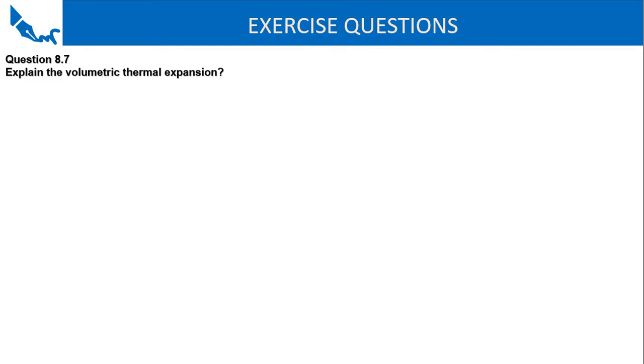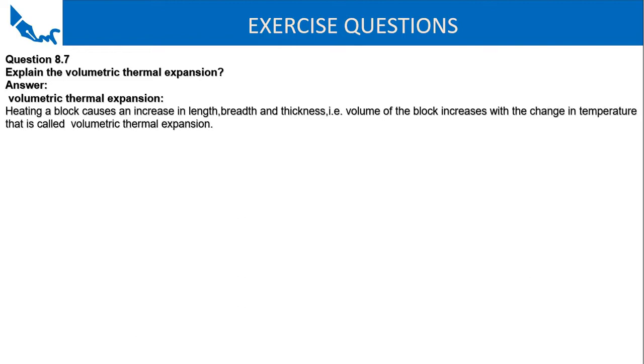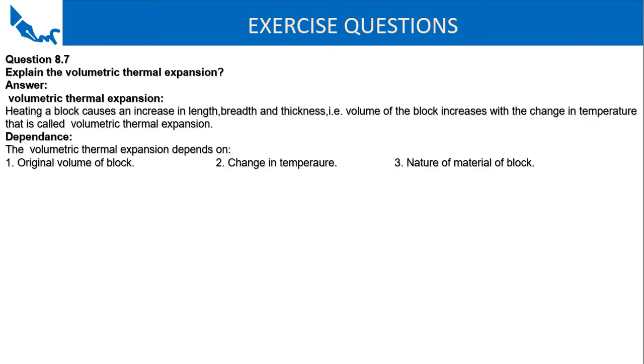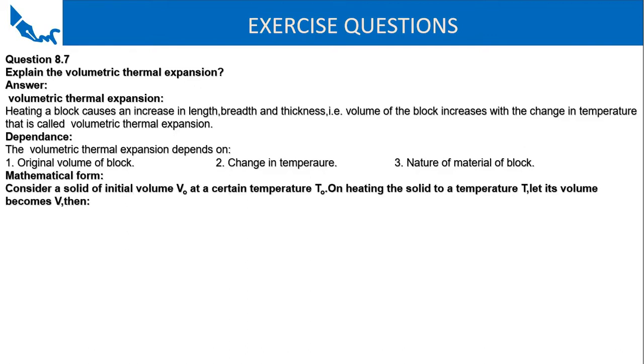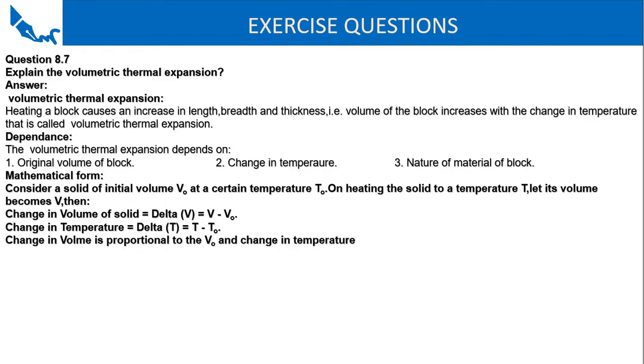Now question 8.7, explain the volumetric thermal expansion. Heating a block causes an increase in length, breadth, and thickness, that is, volume of the block increases with the change in temperature, that is called volumetric thermal expansion. The volumetric thermal expansion depends on original volume of block, change in temperature, and nature of material of block. Mathematical form: consider a solid of initial volume V0 at a temperature T0. On heating the solid to the temperature T, let its volume become V. Then change in volume of solid delta V is equal to V minus V0. Change in temperature delta T is equal to T minus T0.